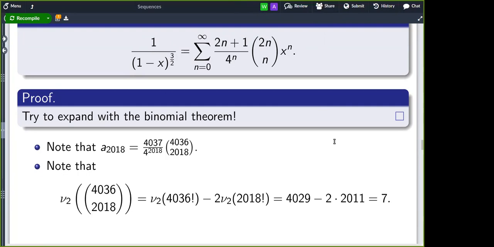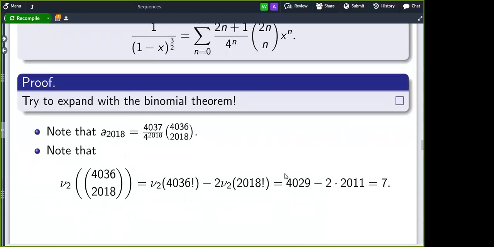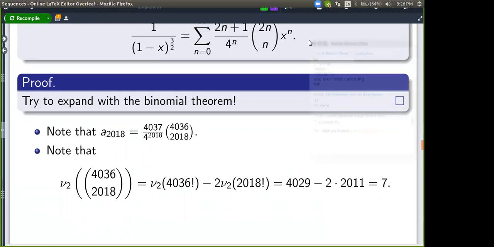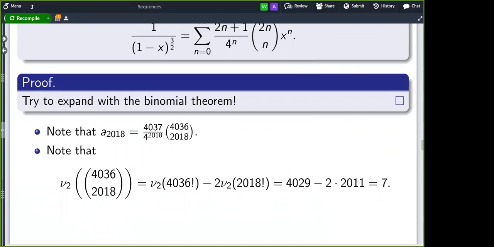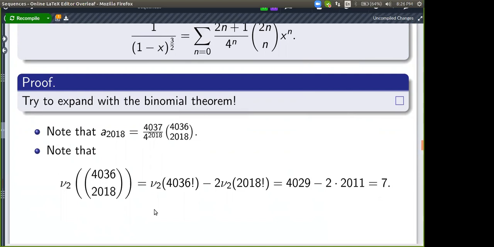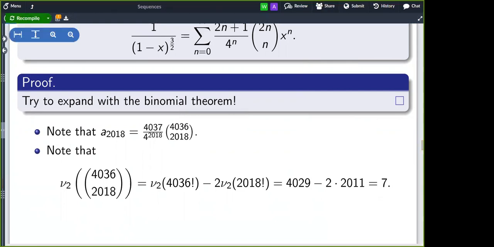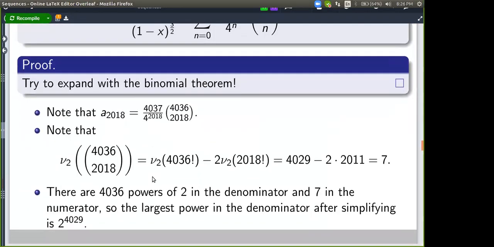So if we just calculate both of these, the first one comes out to be 4029, and the second one comes out to be 2011. So if we subtract, we get 4029 minus 2 times 2011, which is 7. So there's 7 powers of 2 in the numerator. And so if we just subtract those 7 from the 4036, the answer is 4029.